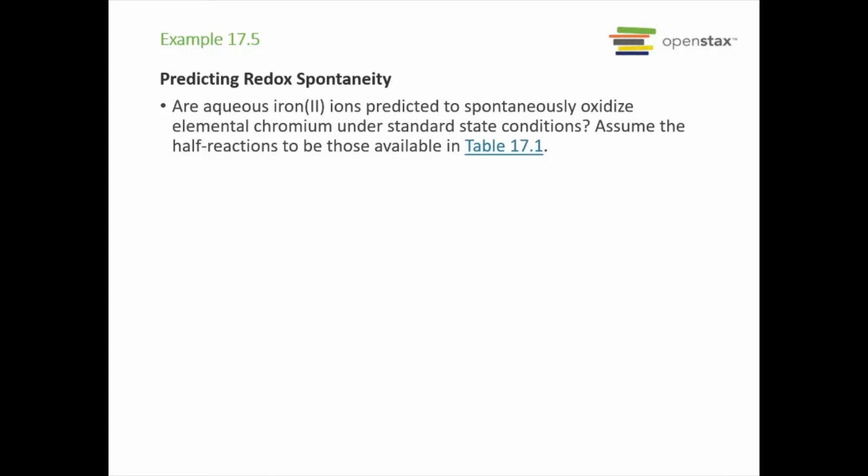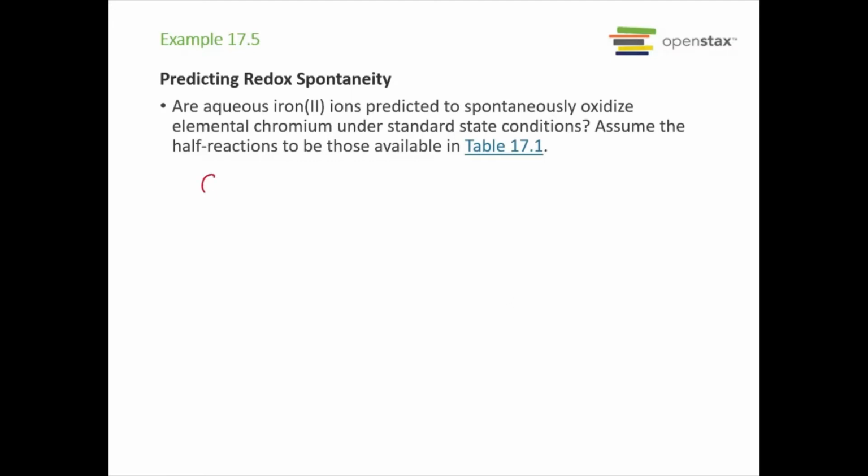So we can use this to predict redox spontaneity. We're told we want to know if aqueous iron 2 ions are predicted to spontaneously oxidize elemental chromium under standard state conditions. And we're assuming half reactions are those available in table 17.1, which greatly reduces the potential reactions to look at. Instead of going through the appendix going, oh my god, there's all these different iron 2 chromium reactions, in this case it's saying, hey, stick with the table, you're good.